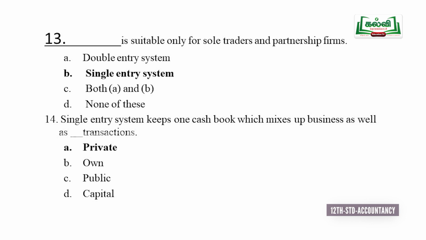So, single entry system keeps one cash book which mixes up business as well as private, or domestic, transactions. So, option A, private transaction, is the correct answer.